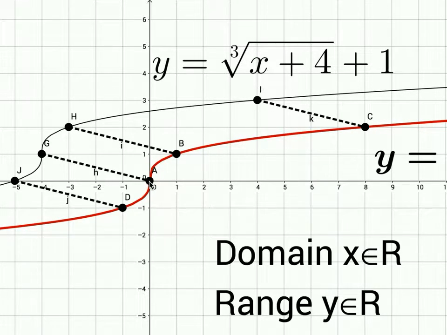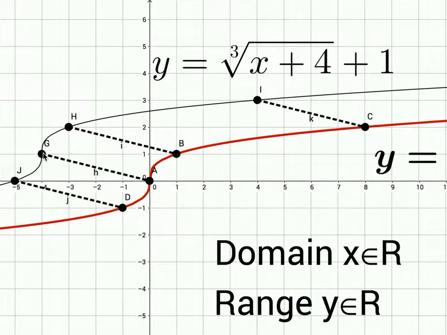So from here, I know the parent function would start from the point of origin. I go right 1, up 1, right 8, up 2. I go left 1, down 1, left 8, down 2. So I am moving my point of origin.